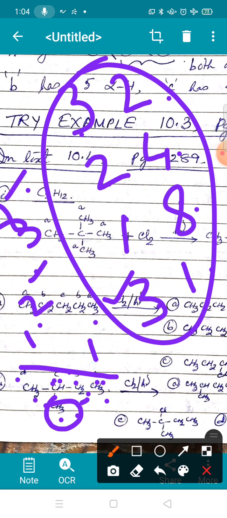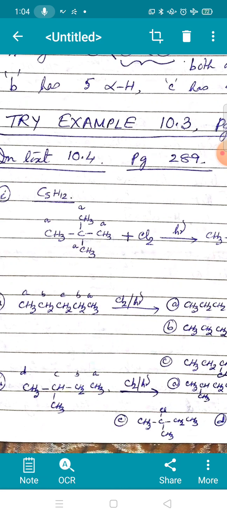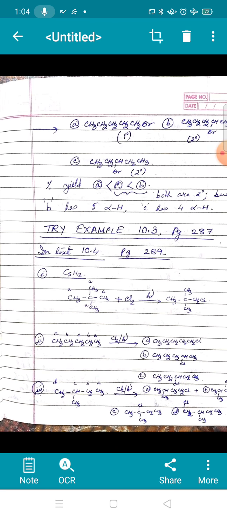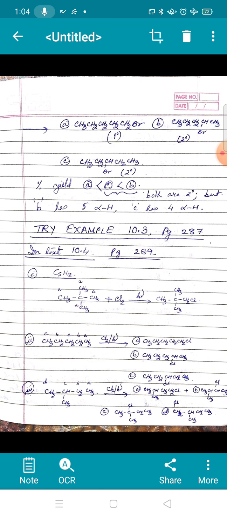That will be decided by the number of alpha hydrogens. Here the number of alpha hydrogens was 2, here the number of alpha hydrogens was 1. So wherever we have less number of alpha hydrogen, that will be giving you less amount of product. So D product will be minimum, followed by A product, followed by B product, and C product will be in largest quantity. This particular portion is a little tricky for you to understand initially, but you have to understand because lots of questions can be asked from here. So my sincere request to you, please go through this.